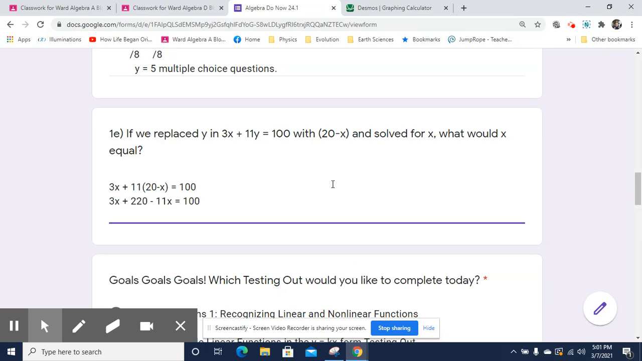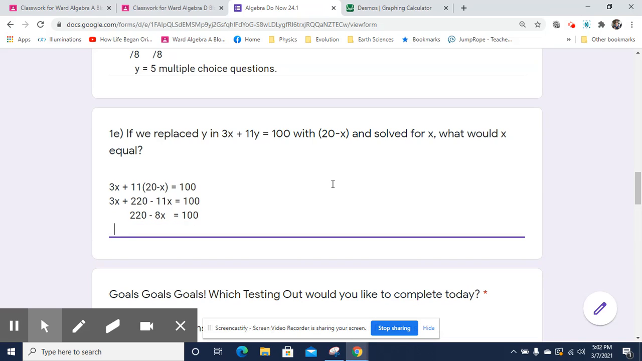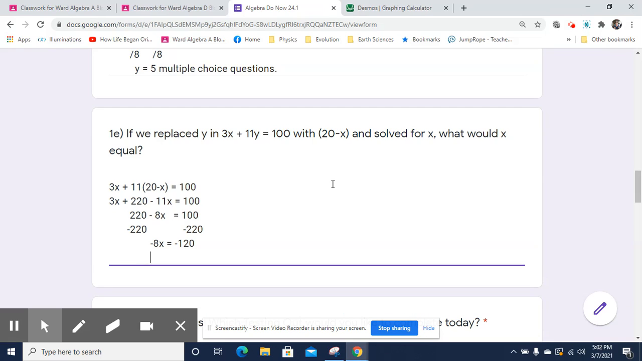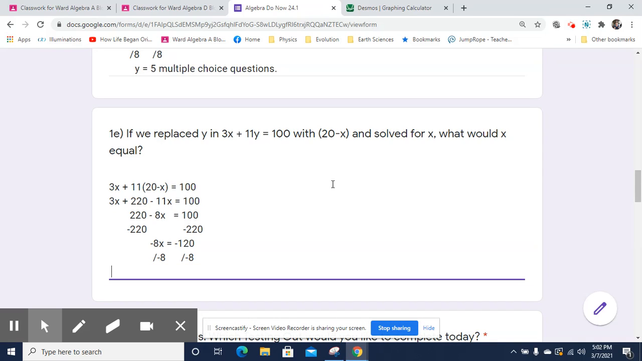All right, let's combine like terms. The 220 will stay there. I'll add 3x to negative 11x, and I get negative 8x. And that equals 100. Now I'll subtract 220 from both sides. When I do that, I get negative 8x equals negative 120. Now I'll divide both sides by negative 8. I could just get rid of the negative on both sides, but I'm just going to illustrate that that's what I'm actually doing. I'm dividing both sides by negative 8. And on the left, I'll just be left with x. And on the right, negative 120 divided by negative 8 is going to be positive 15.